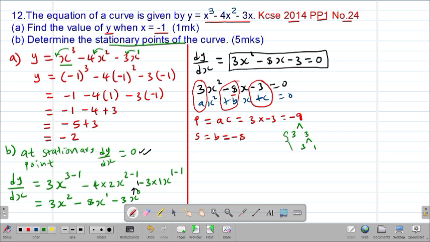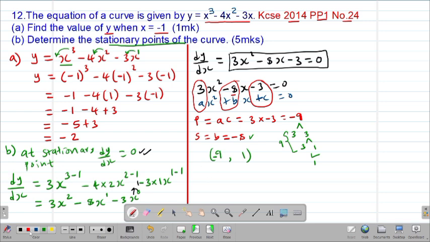Of course, the numbers will be 3 and 3, which will be 9. Then I'm going to have a 1 here. So my numbers will be 9 and 1. But I need that when I multiply, I get negative 9. So this will be negative 9 by 1, I'll get negative 9. When I add negative 9 plus 1, I'll get negative 8. So the numbers are negative 9 and 1.